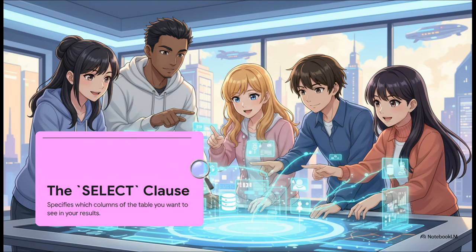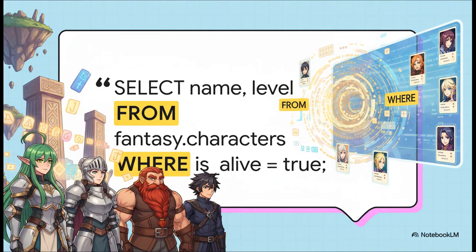And finally, select. The librarian has found the exact characters that meet your criteria, so what information do you actually want to know about them? Select is you saying, okay, from those specific characters, just tell me their name and their level. You're picking the exact columns you want to see. And here's how it all looks together. It's beautiful, right? Select the name and level from the characters table where the character is alive. It's a perfect, precise question that the database can go and answer instantly.